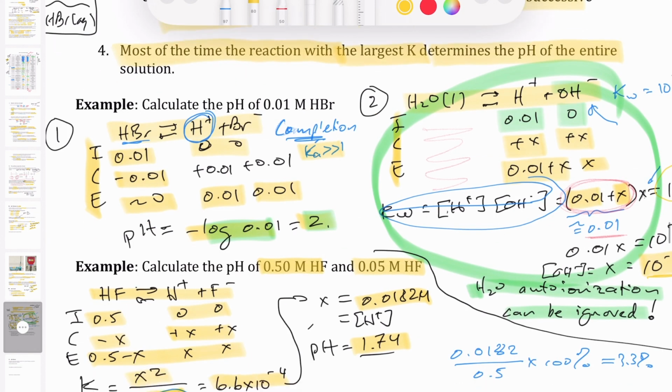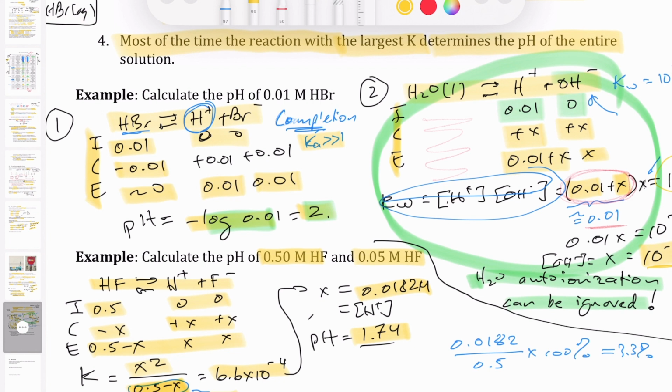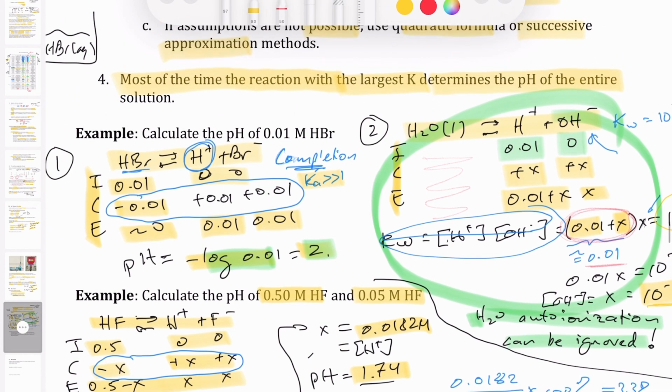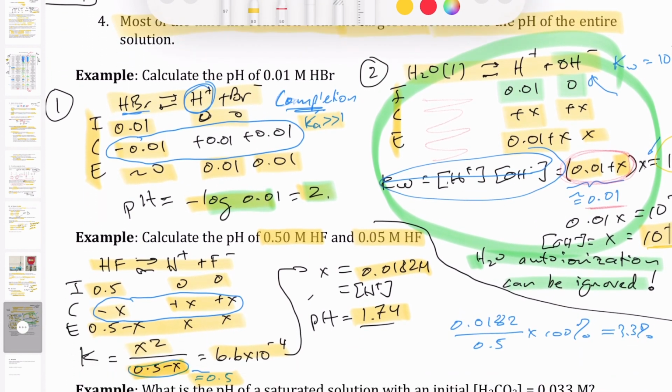I want to point out the important difference between these two problems. In this ICE table, I had minus X plus X plus X. In the previous ICE table with HBr, I had minus 0.01 plus 0.01 plus 0.01. And so what's the difference between these two acids? Why did I use all of the initial acid in HBr and only X in HF?